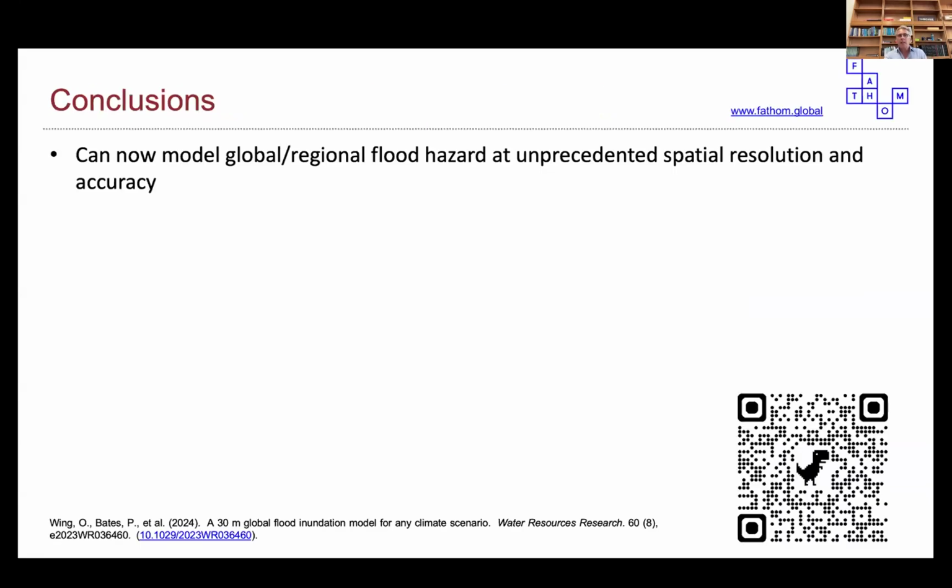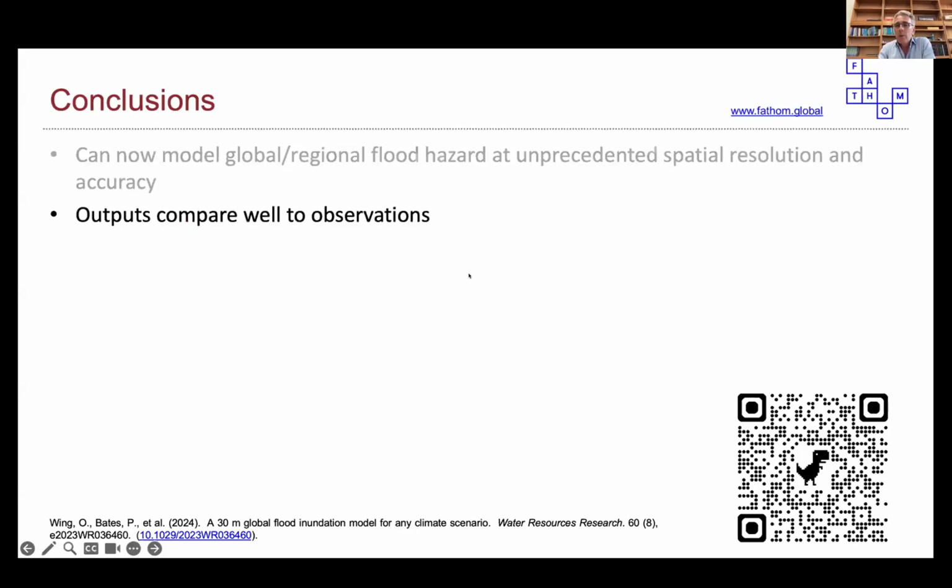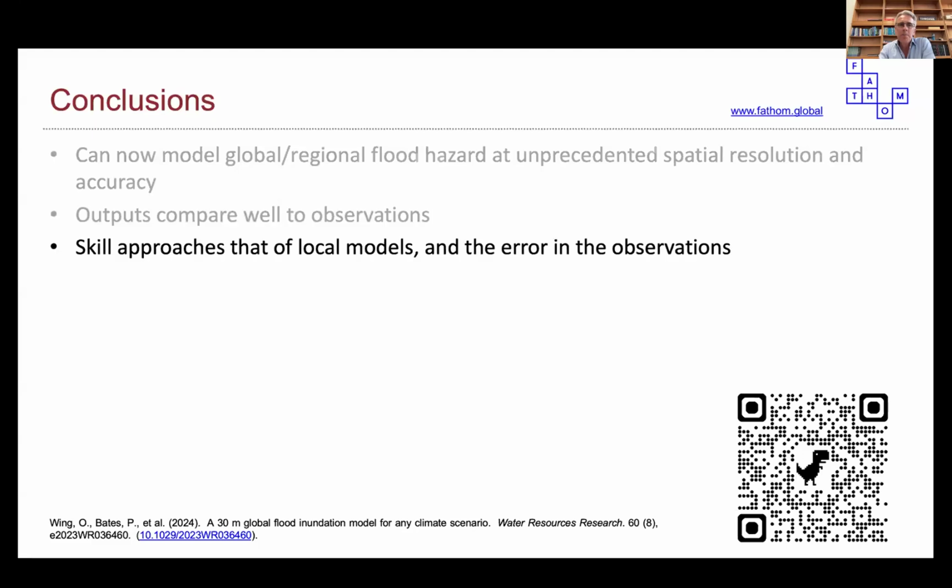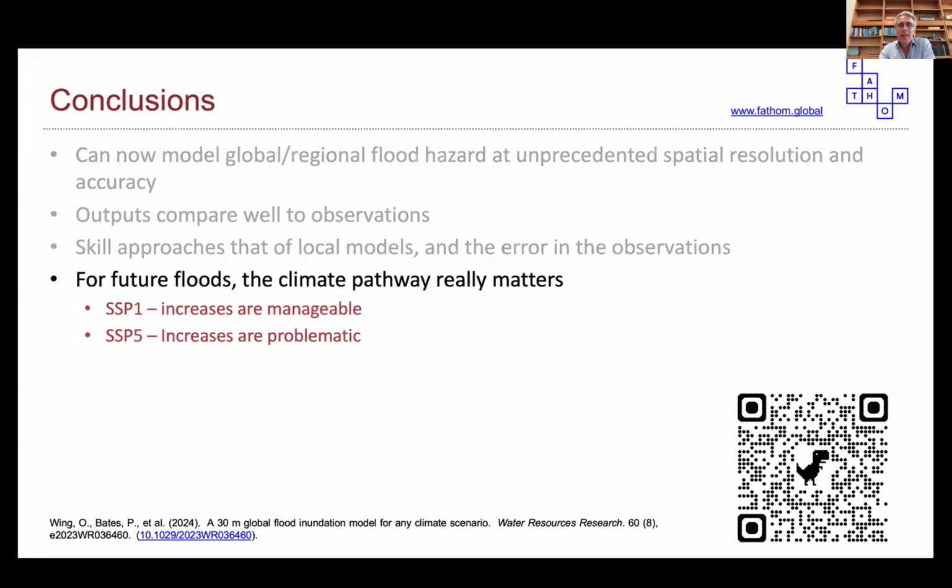So to conclude here, we can now model global and regional flood hazards at really quite unprecedented spatial resolution and accuracy. Outputs compare well to observations, even with quite comprehensive and detailed analysis. Our skill approaches local models and also the error in the observations. We're wringing quite a lot out of these data.